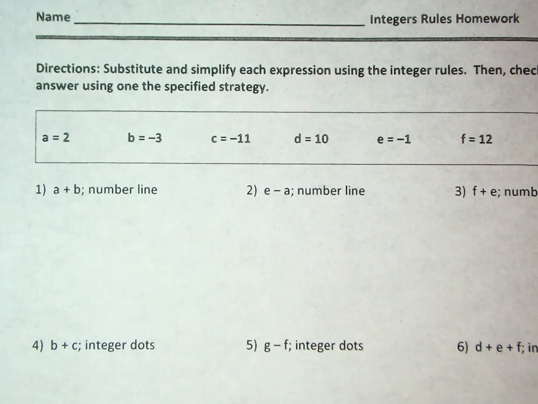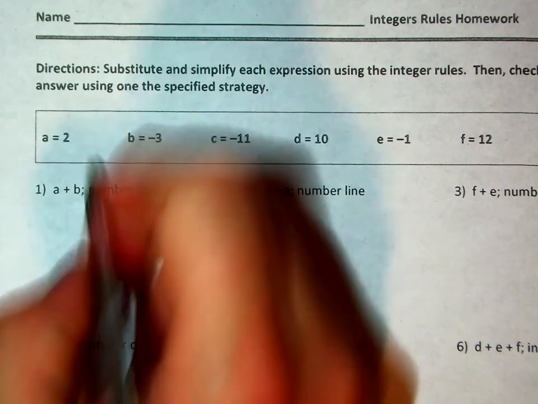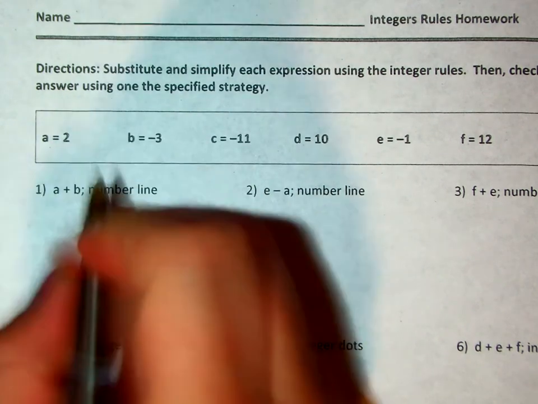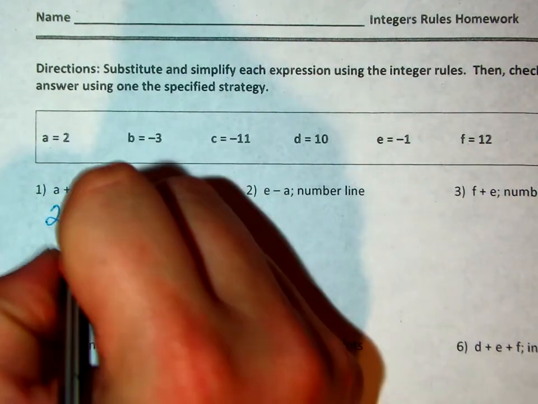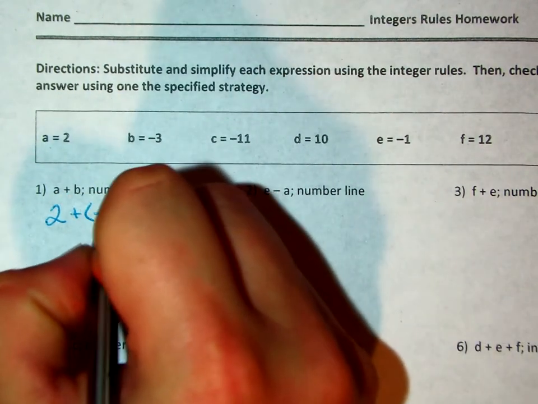The directions for this assignment say to substitute and simplify each expression using the integer rules. Then check your answer using one of the following strategies. So for our first problem, we have a, which has a value of 2, plus b, which has a value of -3.